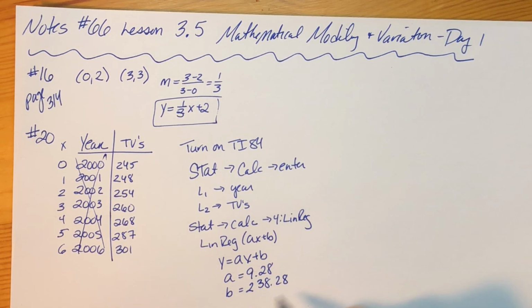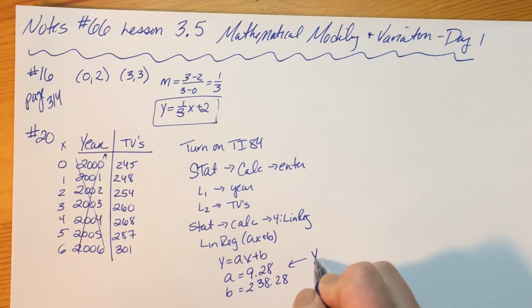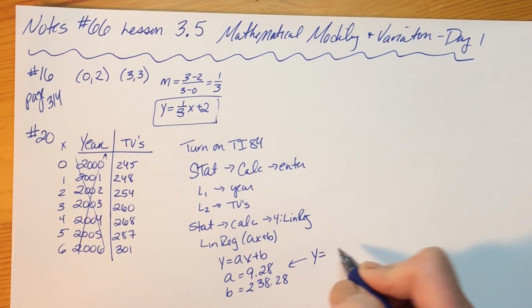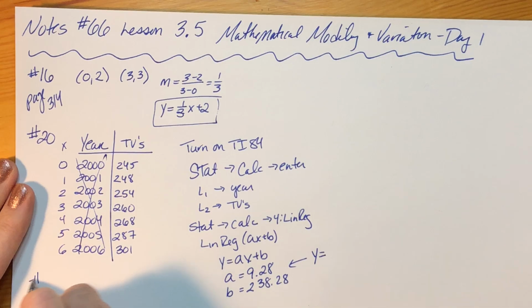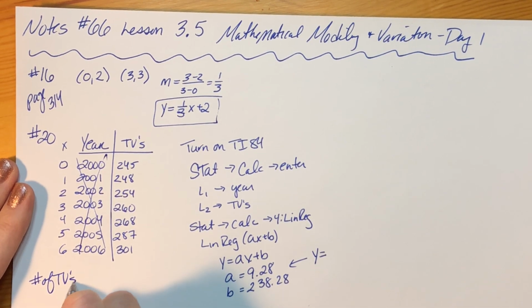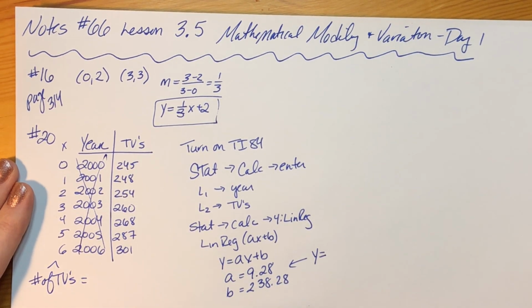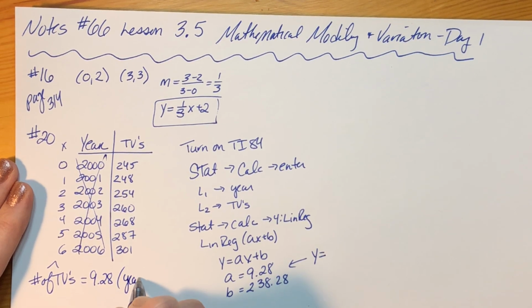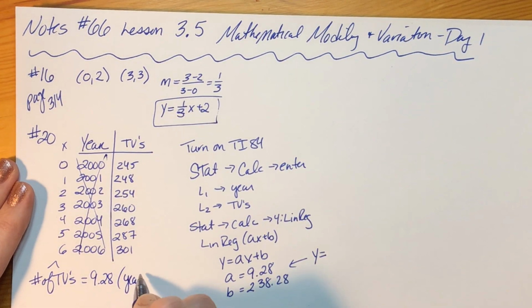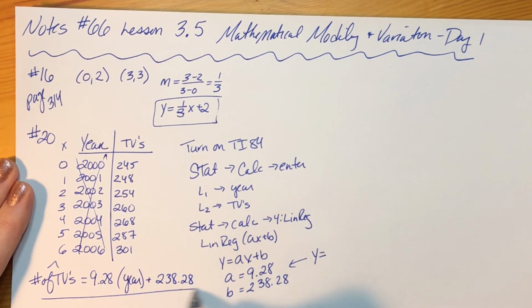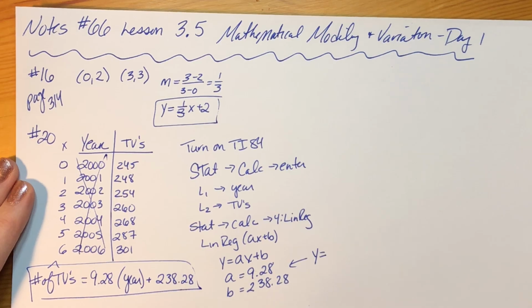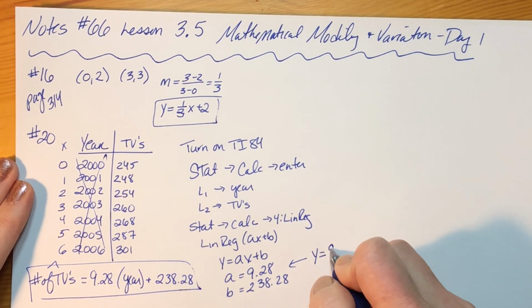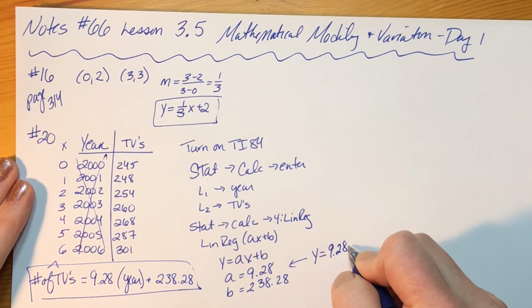So from this, you would say your equation is y equals, or we should really give our context, shouldn't we? You should say the number of TVs. That's the way I'll make you do it in stat class. I'll even make you put a hat on it in stat class. Is 9.28 times the year, obviously the year since 2000, plus 238.28. All right, so when you get to AP Stat, that's the way you're going to write it, definitely in context. Right now, you just have your 9.28x plus 238.28.